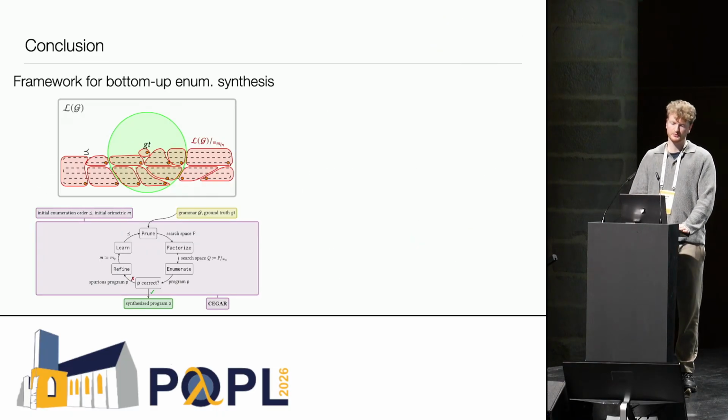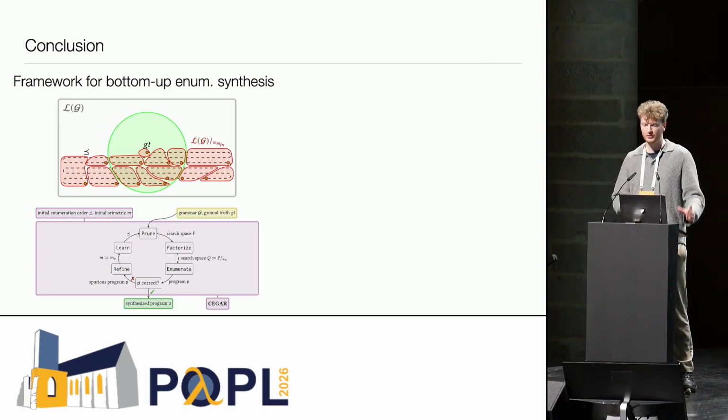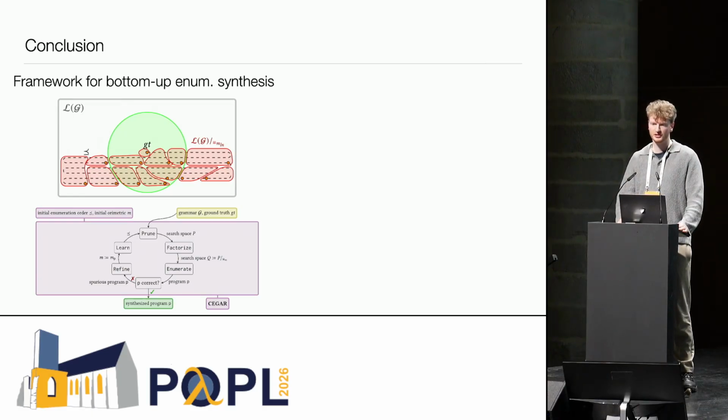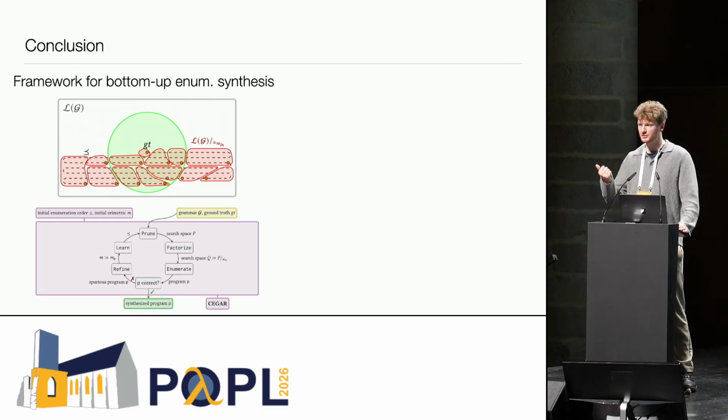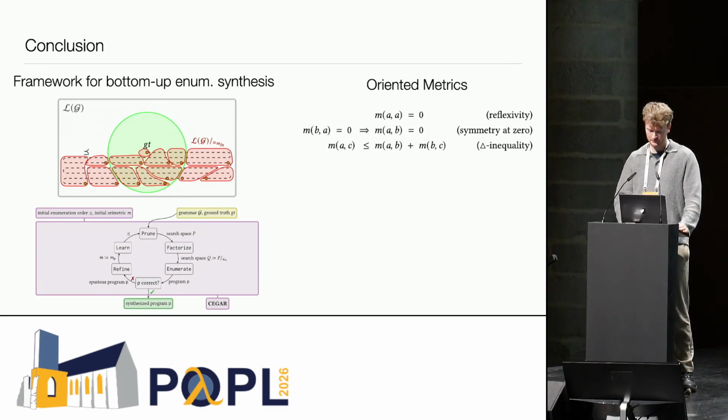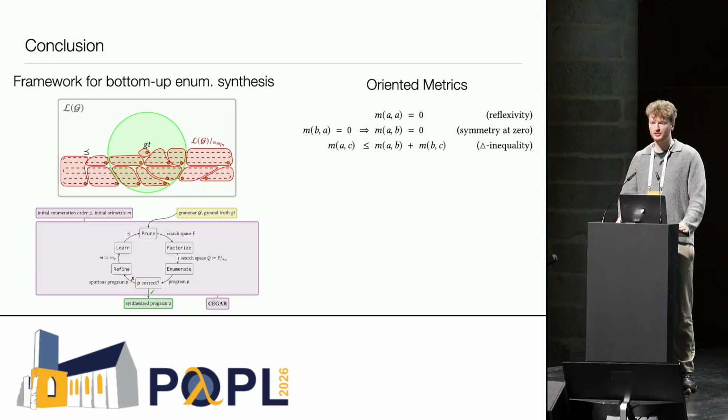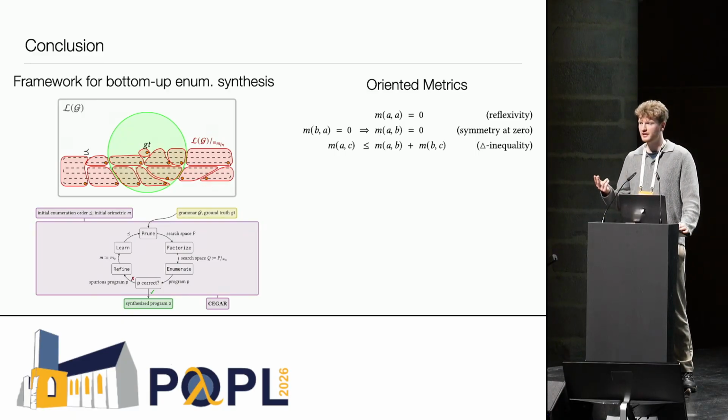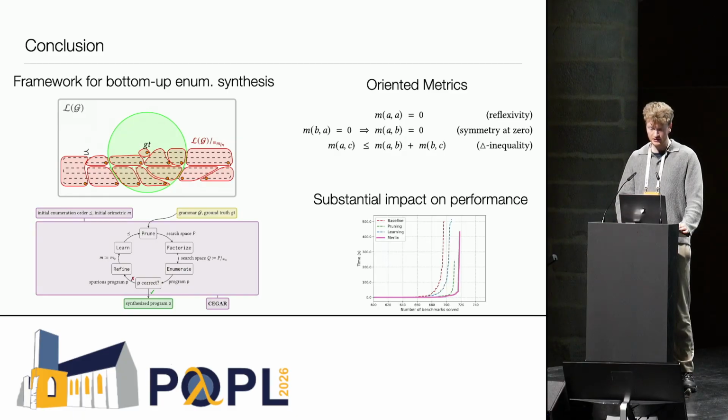So to conclude, you have seen a framework for bottom-up enumerative synthesis, which is parametric in the enumeration order and the oriented metric. Then you've seen oriented metrics, which have the three properties: reflexivity, symmetry at zero, and the triangle inequality. And lastly, you have seen that implementing these has a substantial impact on performance.